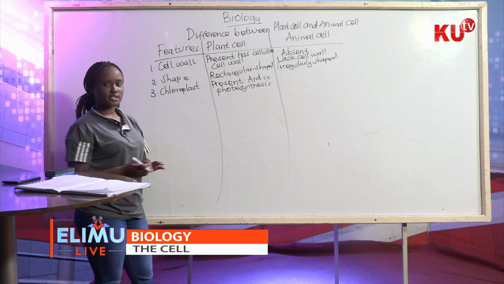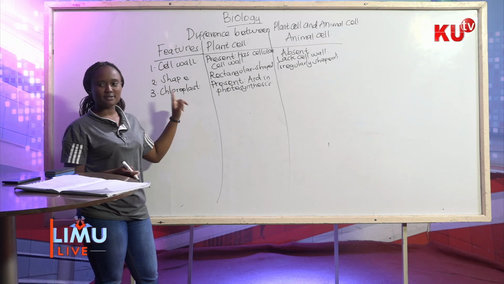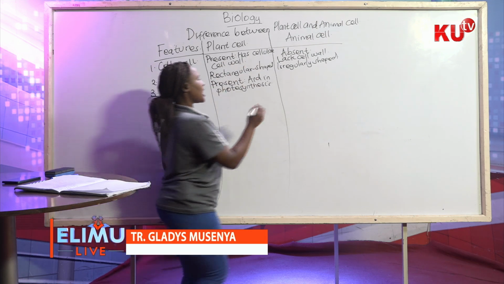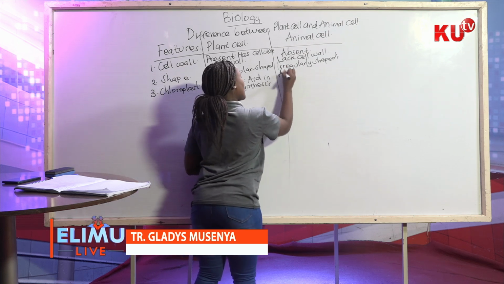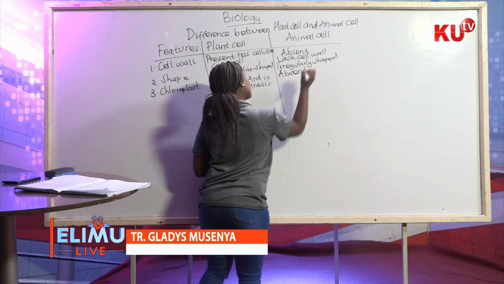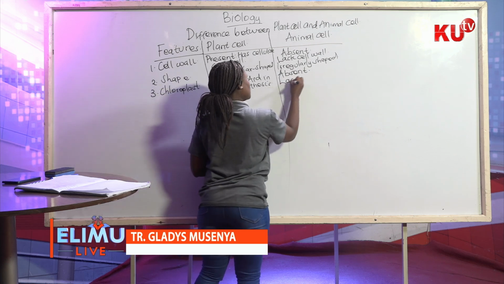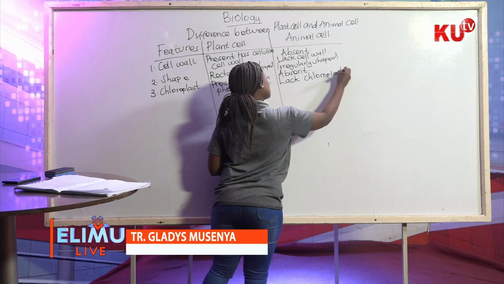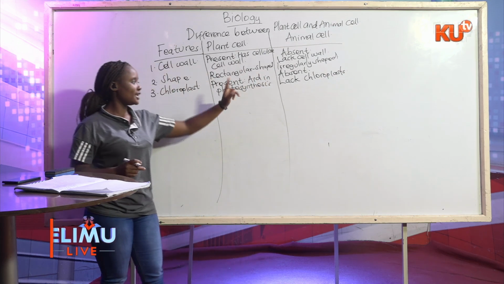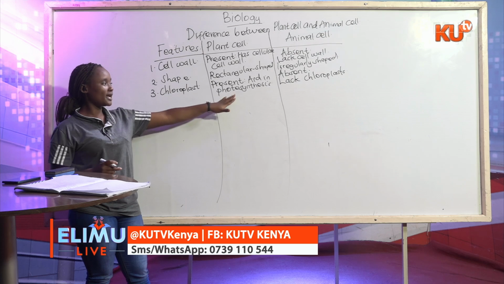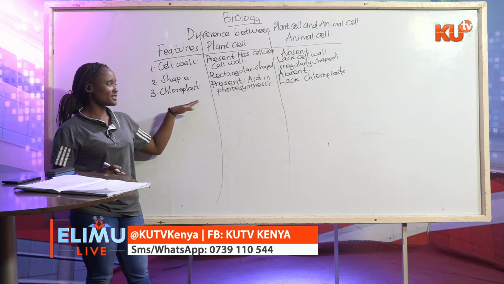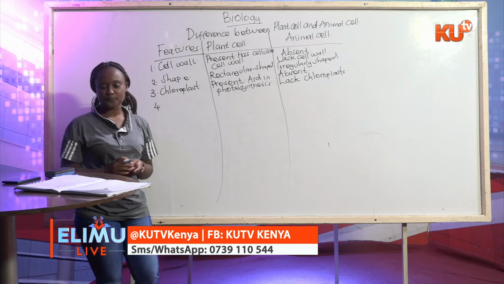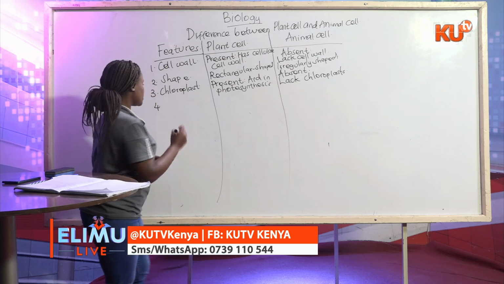And then in animal cell, because we do not need chloroplast in making food, we do not have leaves in animal cell. So in animal cell, the chloroplast will be absent. They lack chloroplast. So animal cells lack chloroplast, and in plant cells, the chloroplast is present, which aids in photosynthesis. Now we go to our fourth one. We have the centriole.